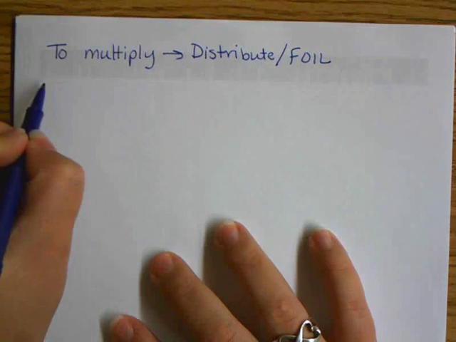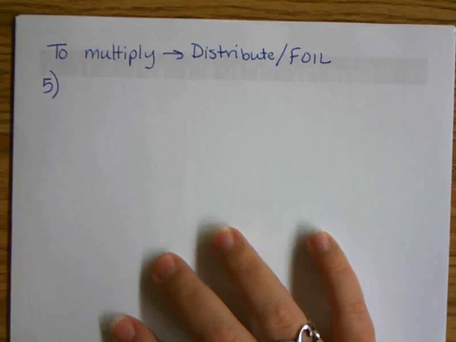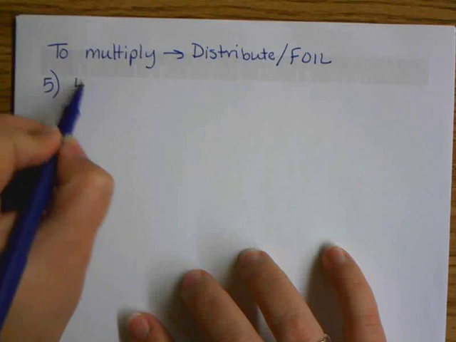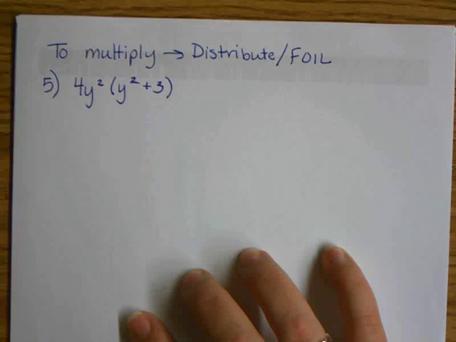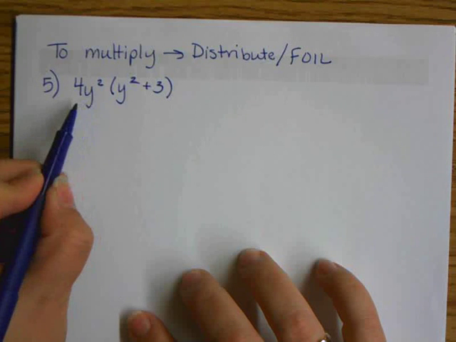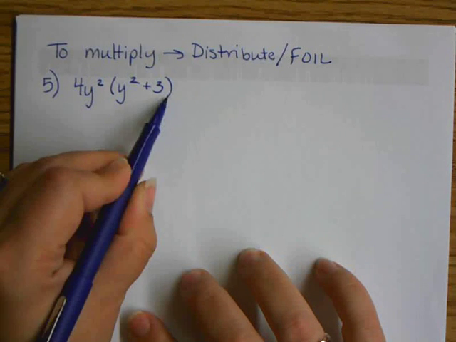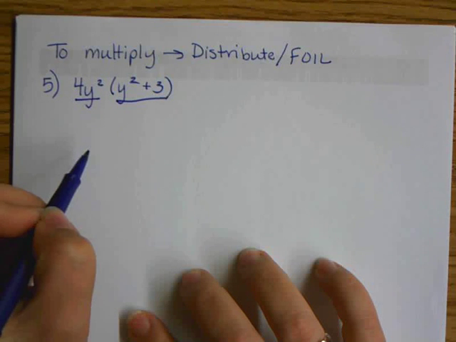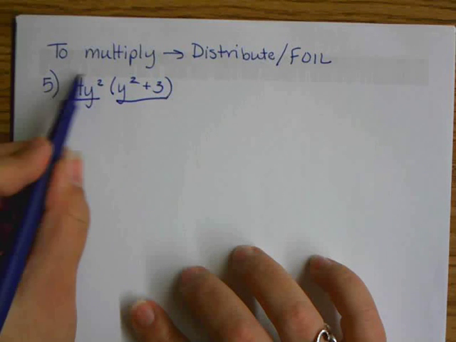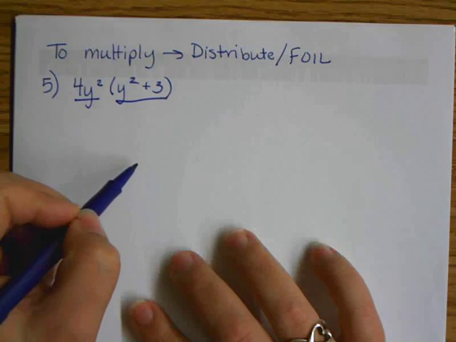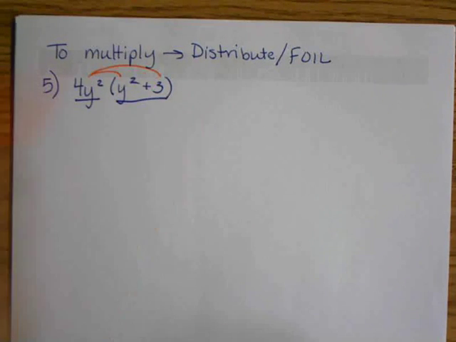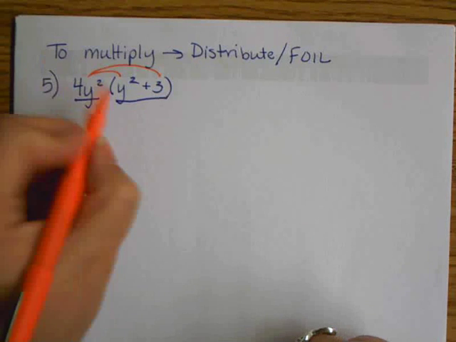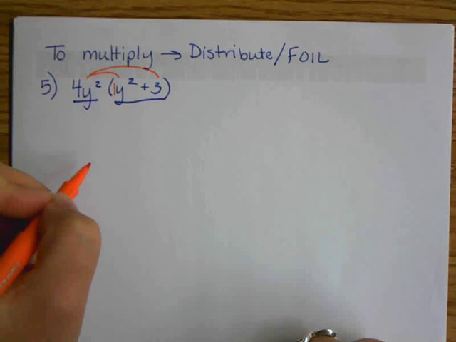So I'm going to go ahead and show you. I think we'll start with problem number 5. If I have 4y squared times y squared plus 3, this is a monomial, one term, times a binomial. So in this case, whenever you have a monomial times anything, you can just distribute that monomial into the binomial, here and here. And the leading coefficient is 1 if there isn't one written.